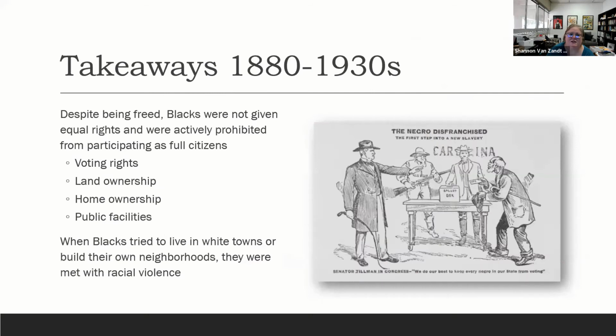So what I want you to take away from this is that despite having been freed, the Blacks were not given equal rights and were actively prohibited from participating as full citizens in important ways for our purposes, including voting rights, land ownership, home ownership, and access to public facilities. And when they tried to live in white towns and integrate, or if they even tried to build their own neighborhoods, they were met with racial violence.